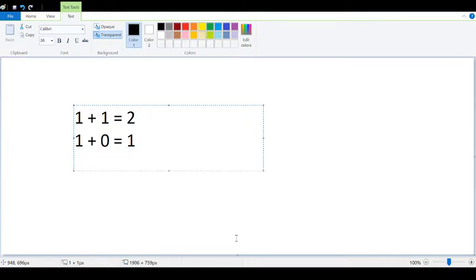So that's addition. Then we have what's called subtraction, where we take one number and subtract it from another number. So we read this as 1 minus 1, or 1 take away 1, which of course equals 0. Or you could have something like 5 minus 2, and that of course equals 3. Okay, so that's subtraction.